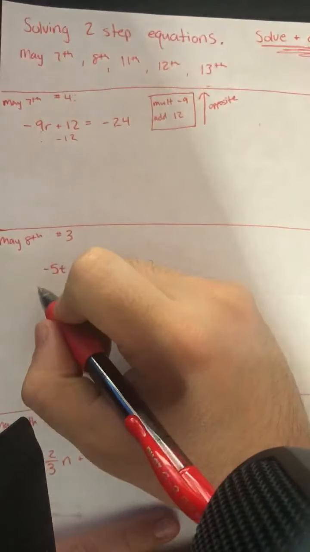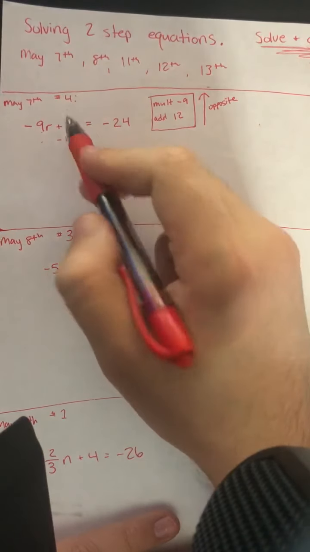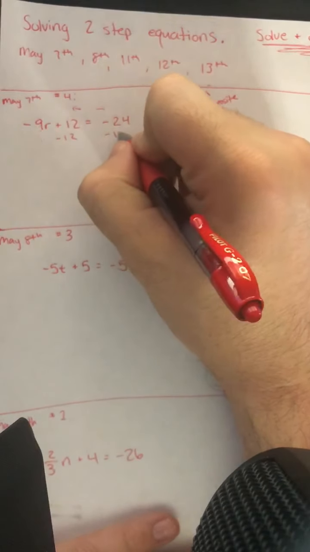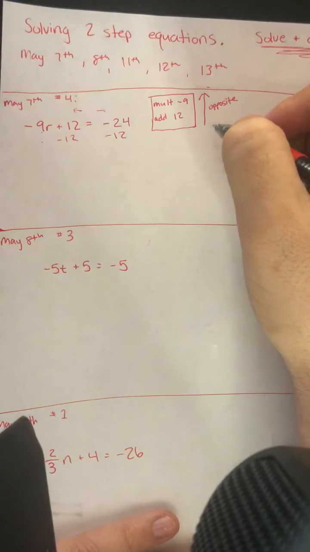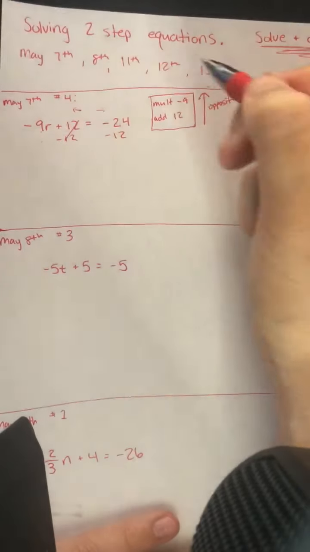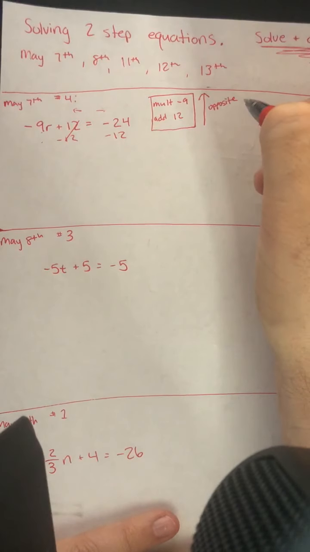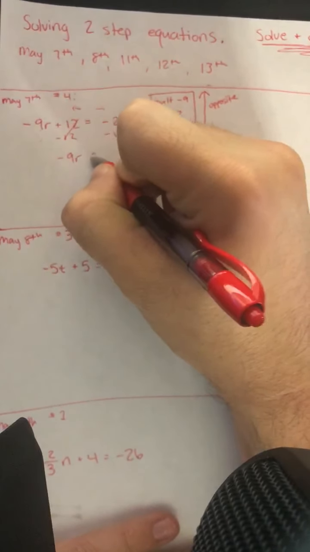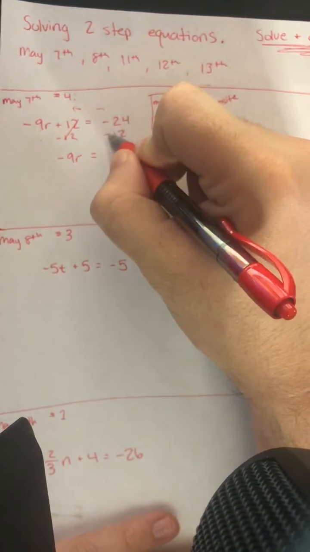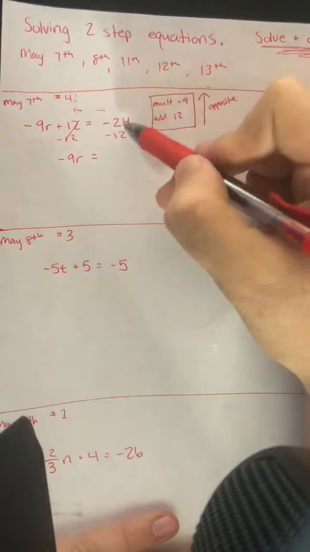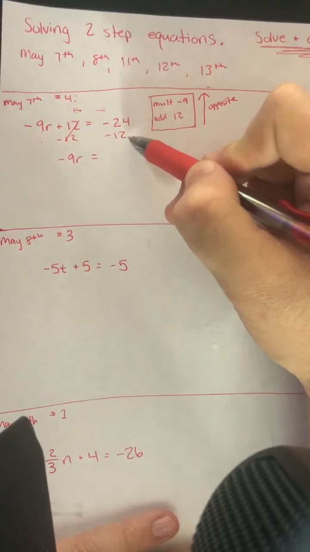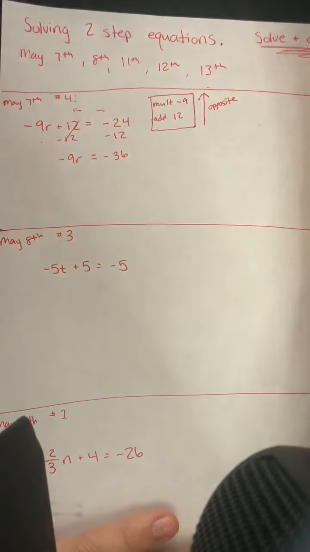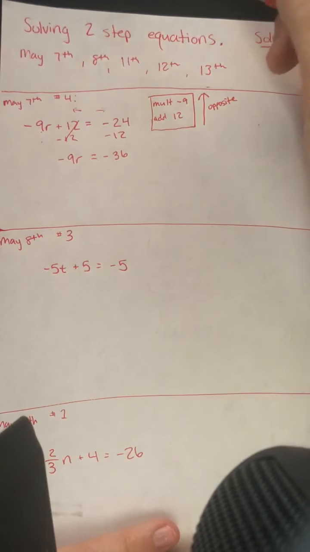Subtracting 12. And because we're subtracting 12 on the left side of our equal sign, we have to subtract 12 from the right side of our equal sign. 12 minus 12 is just 0, so those can cancel out, leaving us with that negative 9r on this side, equals negative 24 minus 12. That's like having 24 negatives and then getting 12 more negatives, so we have a total of 36 negatives, right?